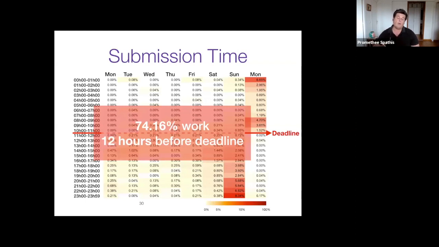So it means that 12 hours, given that the deadline is around noon, it's from midnight on the day before to the deadline, which is noon. So it's quite impressive as well.